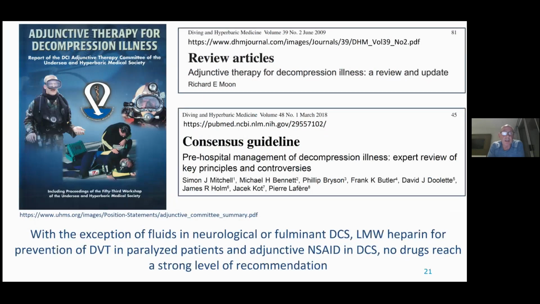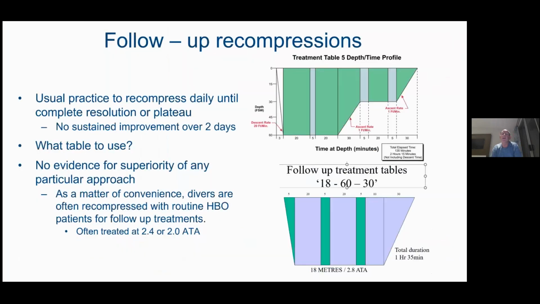In terms of drugs, this issue has been reviewed a number of times, back in 2003 by the UHMS, and then in several articles since then. There's not much you can do with drugs, with the exception of fluids in neurological or fulminant decompression sickness, low molecular weight heparin for prevention of DVT in paralyzed patients, and adjunctive non-steroidal anti-inflammatories, particularly in mild decompression sickness. No drugs reach a strong level of recommendation.